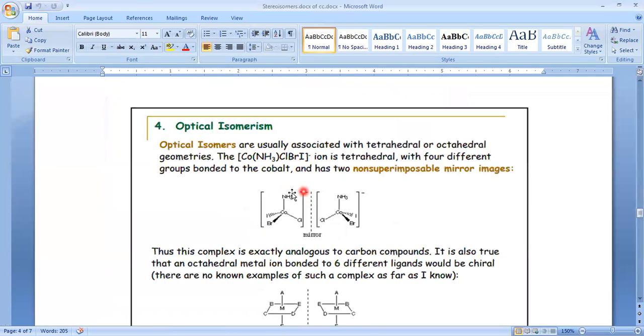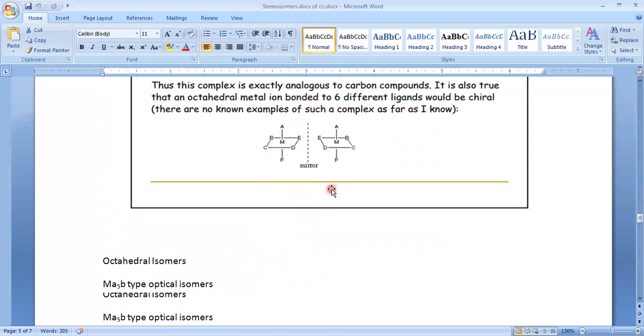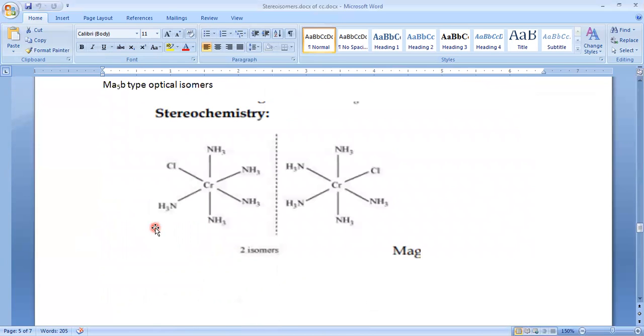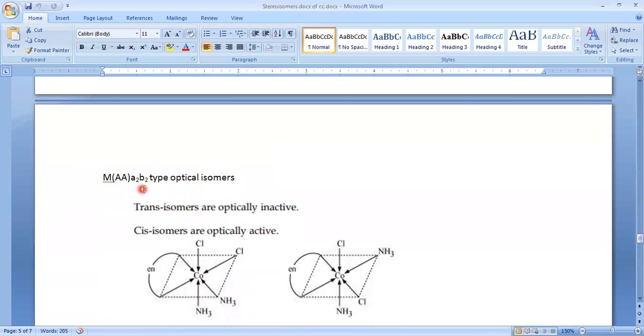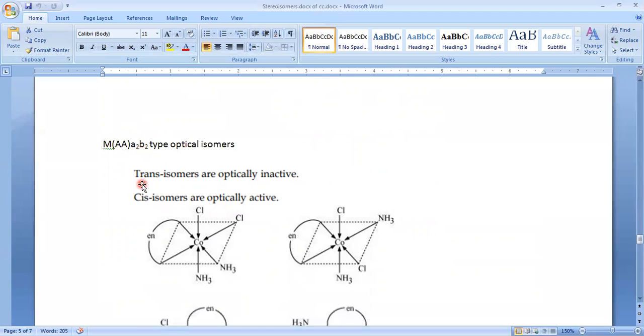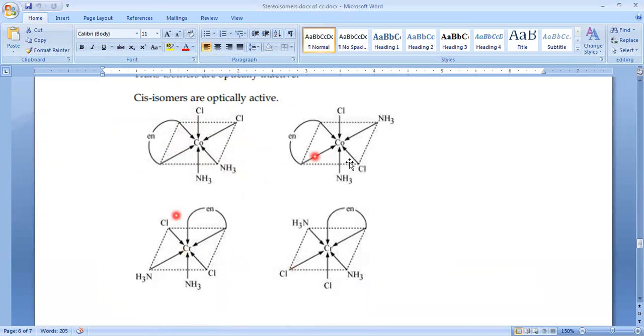In the case of tetrahedral, MABCD, and in the case of coordination number 6, octahedral compounds, we have different combinations. MABCDEF is one combination, MA2B2C2 is another, in the case of all monodentate ligands. And next, this is a mixture, meaning this complex compound contains symmetrical bidentate as well as monodentate ligands. In this case, the trans isomer is optically inactive, whereas cis isomers are optically active. So all these are cis forms.